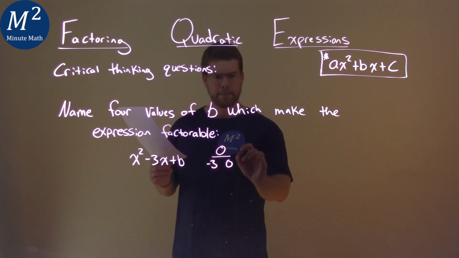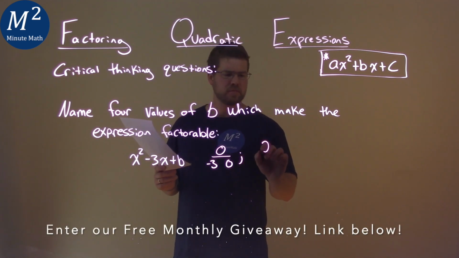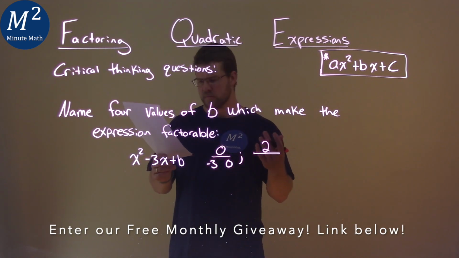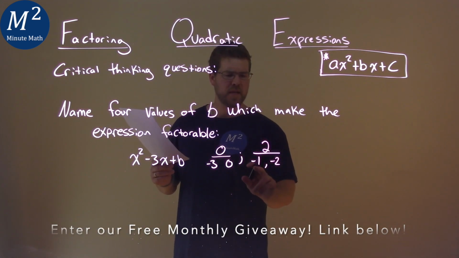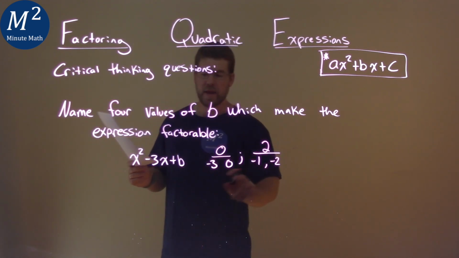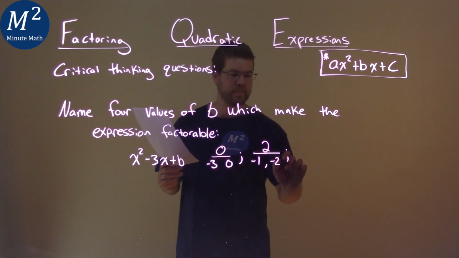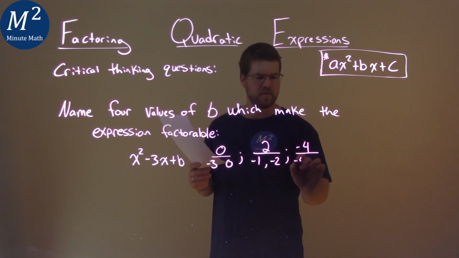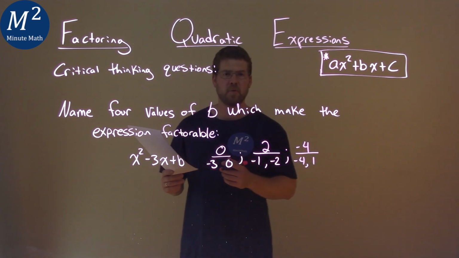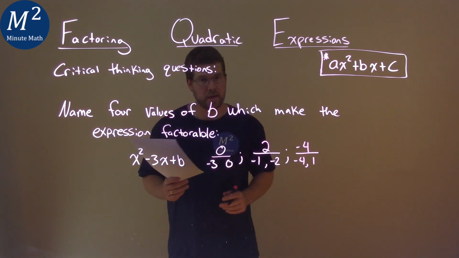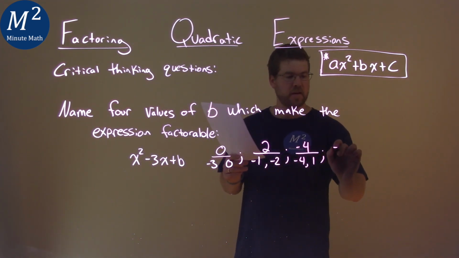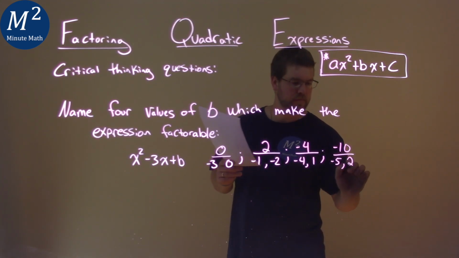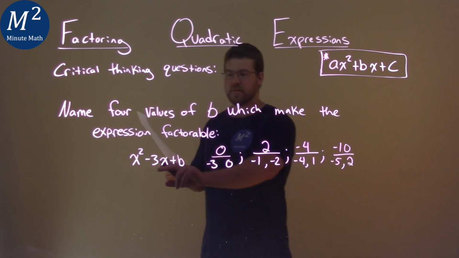What about another one? Well, what about 2? What two numbers multiply to be 2? Negative 1 and a negative 2. Negative 1 times negative 2 is a positive 2, but we add them together and we get a negative 3. Negative 4. Negative 4 times a positive 1 gives me a negative 4. We add the two together, we get a negative 3. Negative 10. Negative 10 can be a negative 5 times a positive 2. Negative 5 plus 2 is a negative 3.